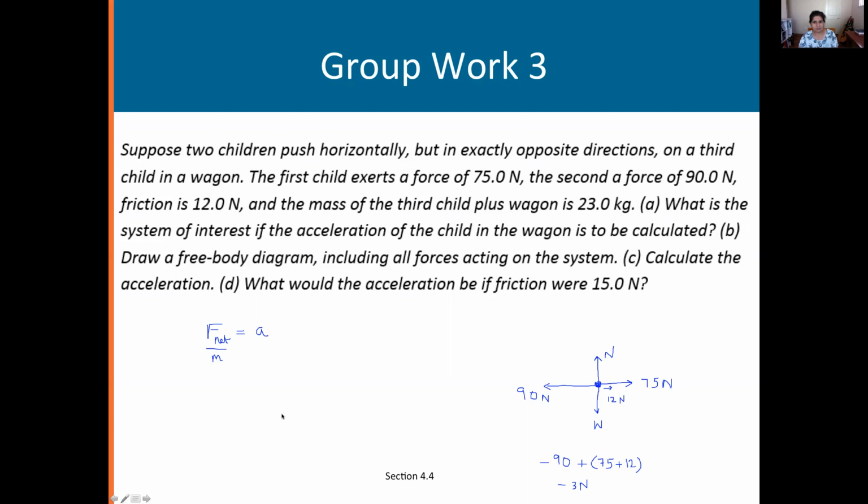Do we know the mass of the child in the wagon? There it is. The mass of the third child plus the wagon is 23 kg. So I have negative 3 newtons divided by 23 kg, and that's going to give me my acceleration in meters per second squared. You're going to put that into the calculator and get a negative value. So my acceleration is going to be in the negative direction, which means it is in this direction, the same direction as my net force.